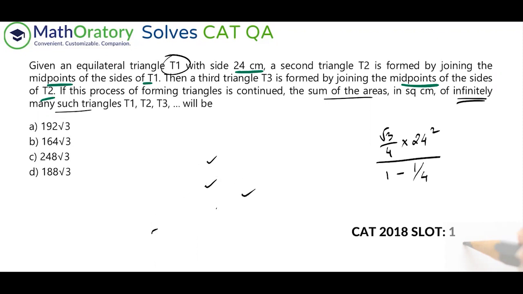So this is what we have. Let me just show you the calculation a bit. It's the easiest way to do this. You have √3/4 into 24 square. Leave it as it is. This is 3/4, right? Sorry for that. So yeah, 1 minus 1/4. So this part is 3/4, right? So it inverts, you get 4/3 into √3/4.